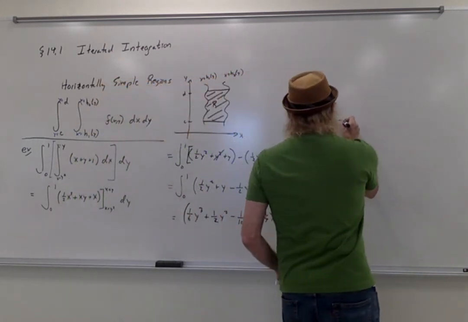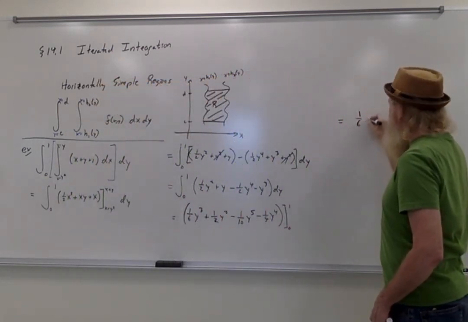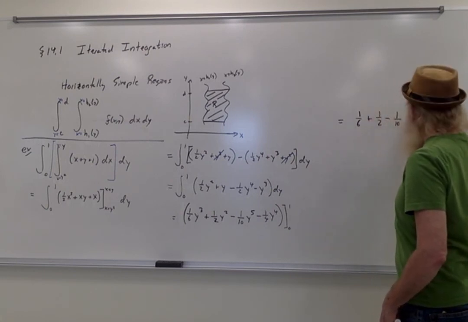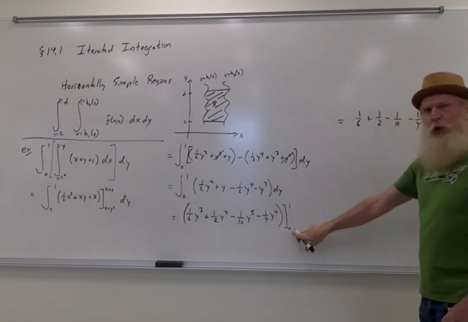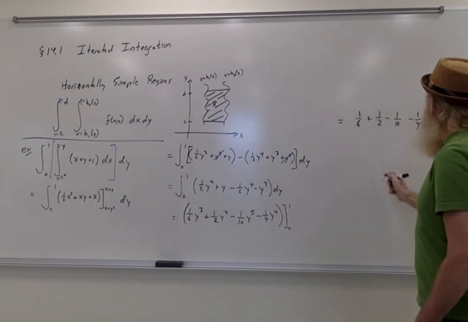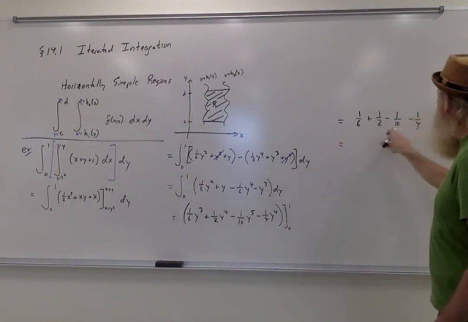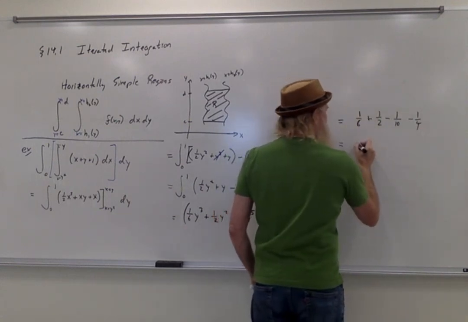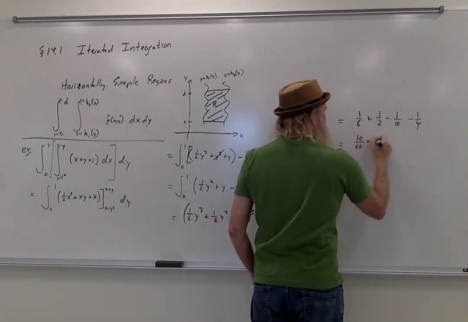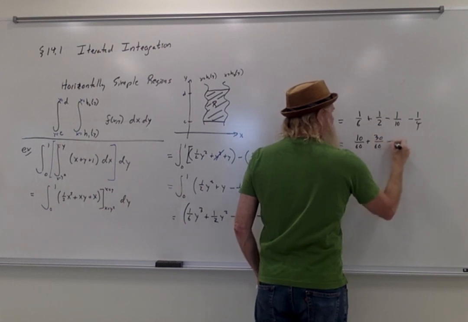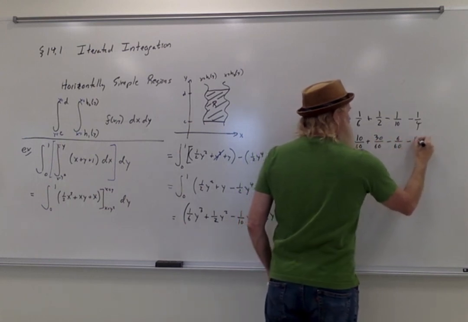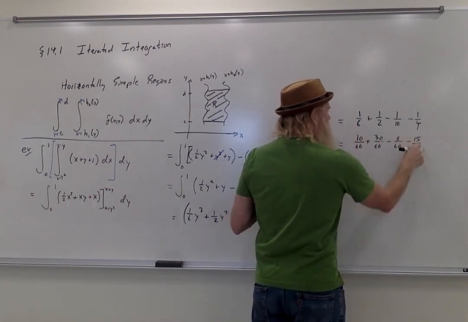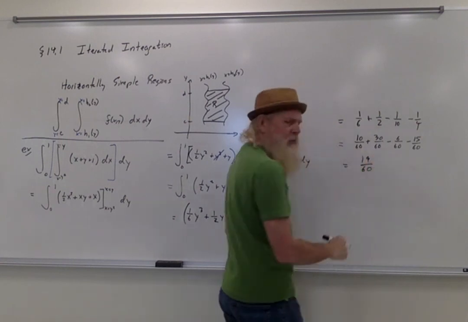Plugging in 1, I get a sixth plus a half minus a tenth minus a fourth. And of course, when I plug in 0, I get 0. So let's see, what's the common denominator here? Looks like it's going to be 60. So 10 sixtieths plus 30 sixtieths minus 6 sixtieths minus 15 over 60, which is 40 minus 21, 19 over 60.